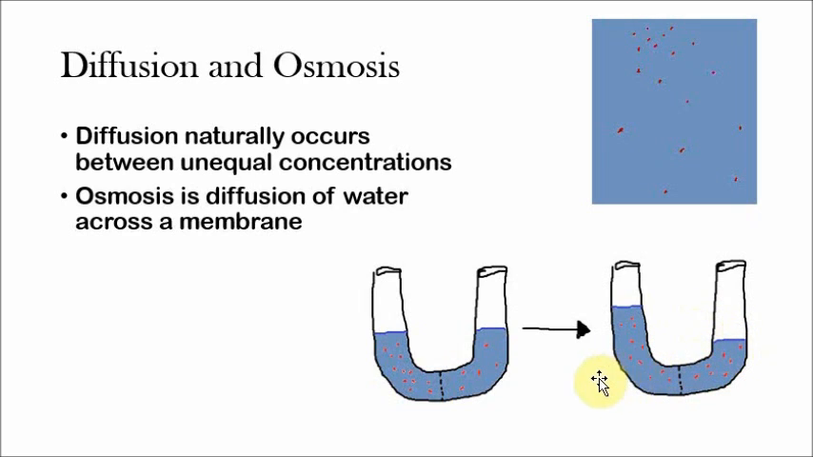The reason this will happen is because the solute cannot travel across the membrane, so water will instead travel across in order to equalize that difference in concentration. And so as you can see in this diagram, the two sides have a very equal concentration, but not the same water level because of osmosis.